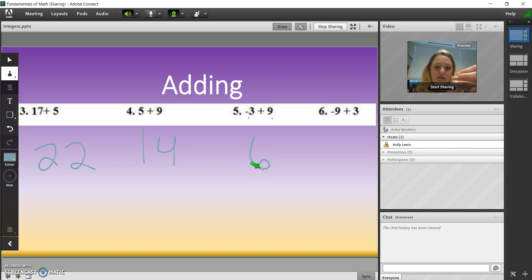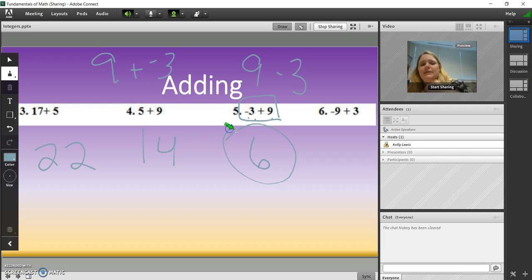So this guy right here, you can say is 9 minus 3, or you could say is 9 plus negative 3. Those are all ways to say negative 3 plus 9 is 6. Okay? Negative 9 plus 3. You owe me $9, but you only have $3 in your pocket, so you're still going to owe me $6.